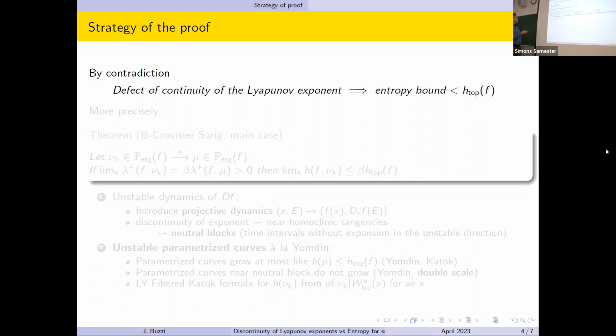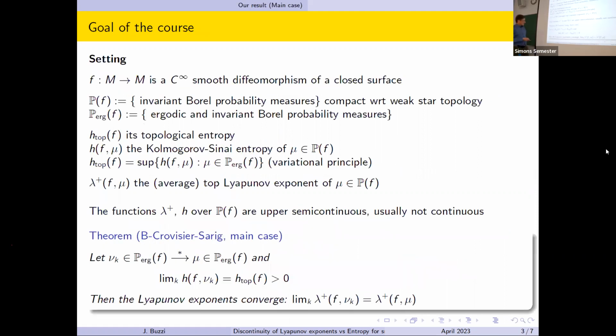Let's understand why this proves the contrapositive. So the assumption is that the limit exists and is equal to the topological entropy, which is positive. That's the assumption. Now we assume that we have this assumption, and we don't have the conclusion.